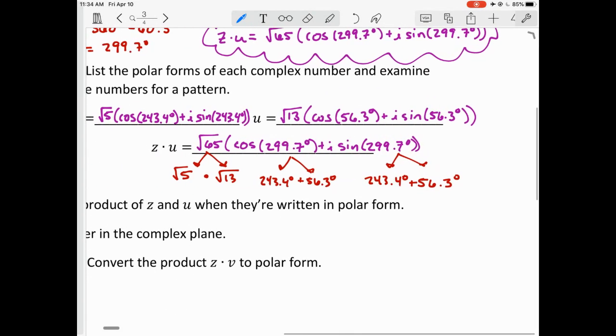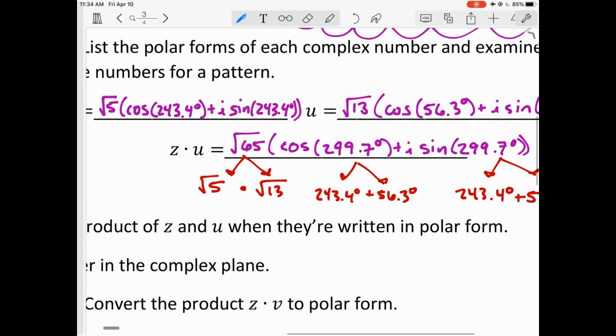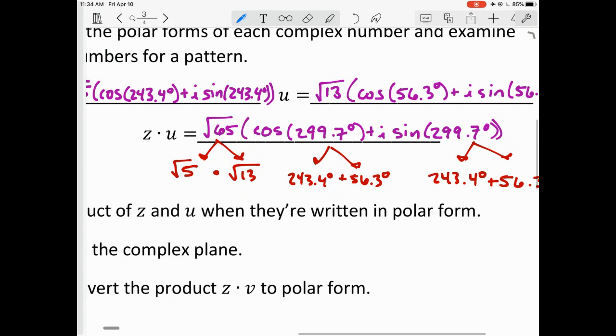So this is really a quick way that we can actually multiply complex numbers. If we have them in polar form, seems like what's happening is we're multiplying that r value, the radial distance, to get the radial distance of the new complex number, the product, and then just adding the angular distances of both complex numbers.